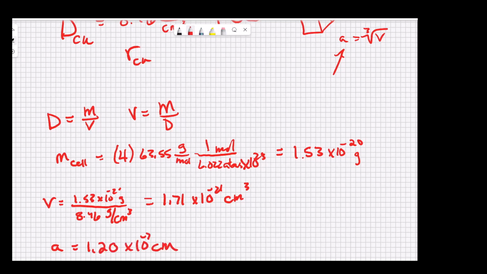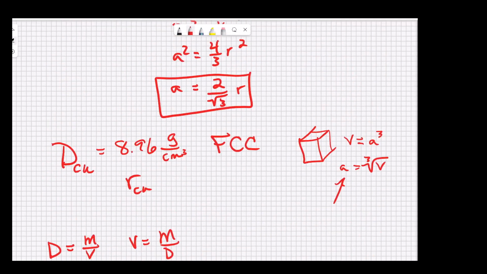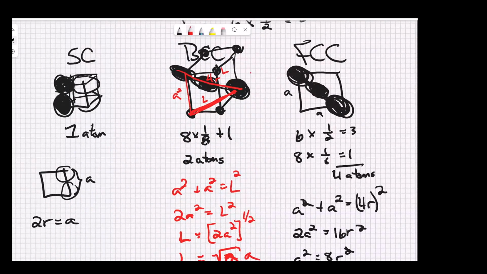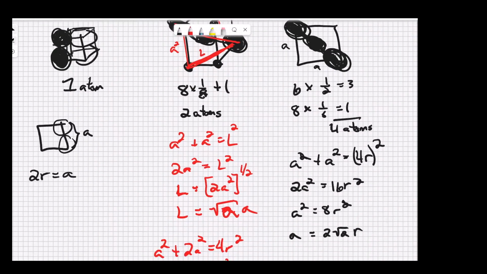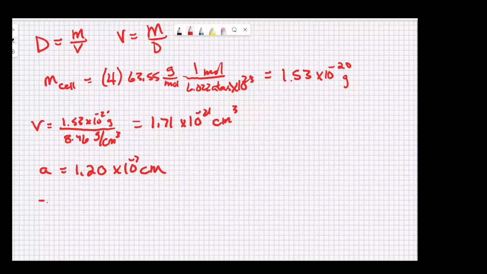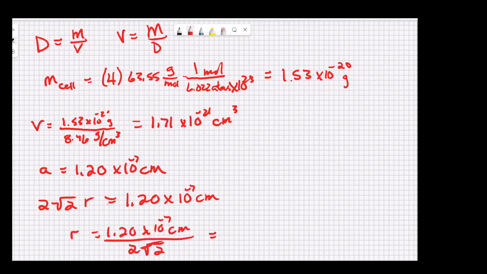Now we can relate that edge of the cube to the radius of the atom, which is what we did up here, right? There's our face-centered cubic. We know that they touch along the face. We did the math and calculated that the lattice cell parameter, the length of the edge of the cube, is 2 root 2 times the radius. So now we just plug this in and solve. This is going to be 2 root 2 r is equal to 1.20 times 10 to the minus 7 centimeters. So r is just going to be that number divided by 2 root 2. Right now that's going to be some tiny number in centimeters, and we'll convert from there.